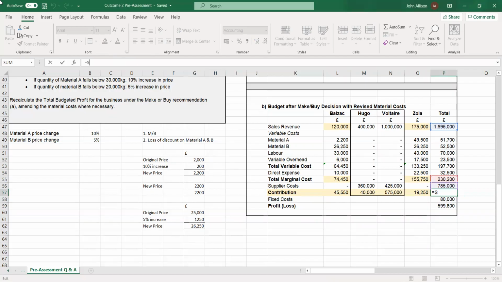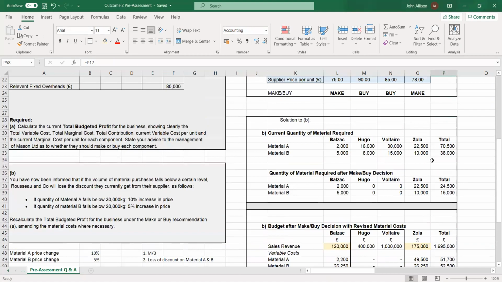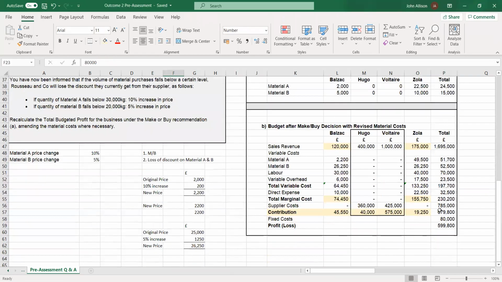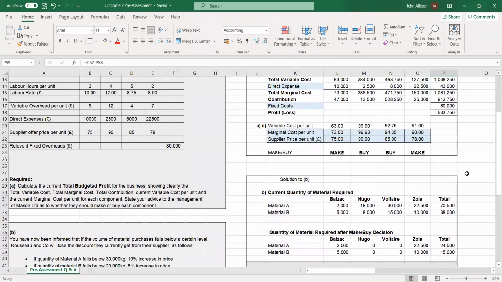or we could get it just by adding across the way. So we get the total contribution by just adding across, which equals the sum of all the individual contributions, up to the total contribution, which in this case is 679,800. I then take away the fixed costs, which are just the same as before, the 80,000. So total contribution, take away the fixed costs, gives me the profit, which this time is £599,800, which is, we can see, a little bit better than it was originally.